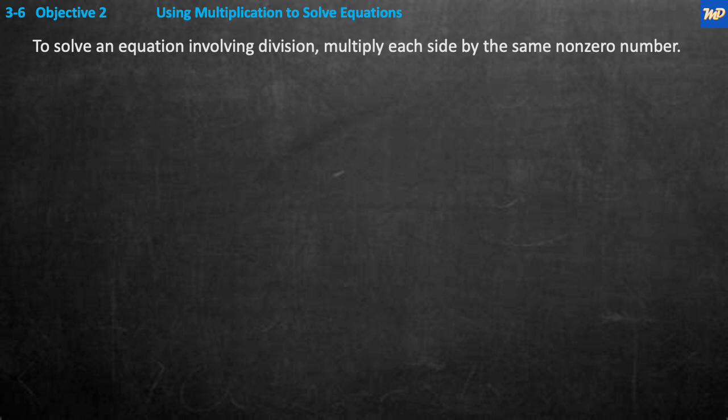Objective 2, using multiplication to solve equations. In the last one we were doing division. To solve an equation involving division, multiply each side by the same non-zero number. In the previous one, we were dividing both sides. Now we're going to be multiplying.